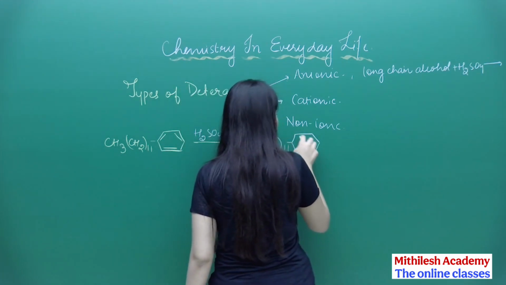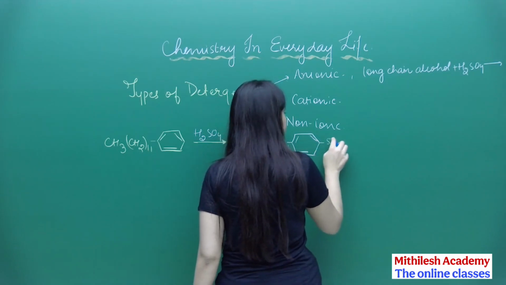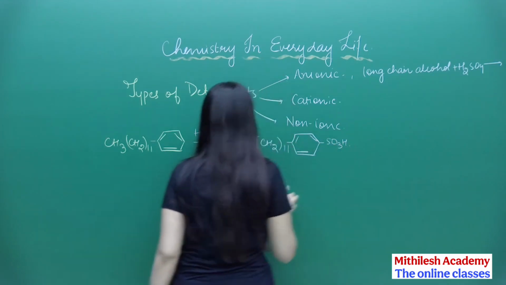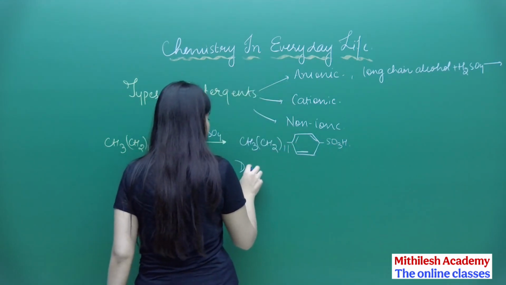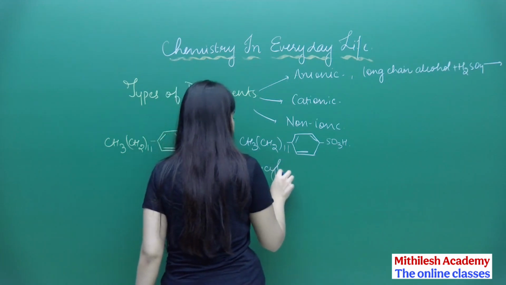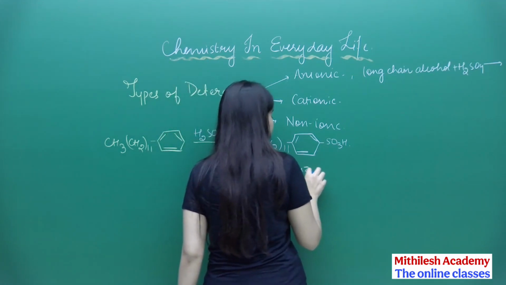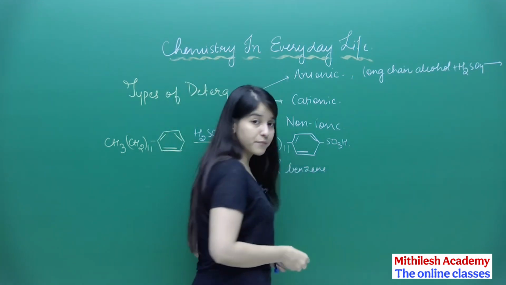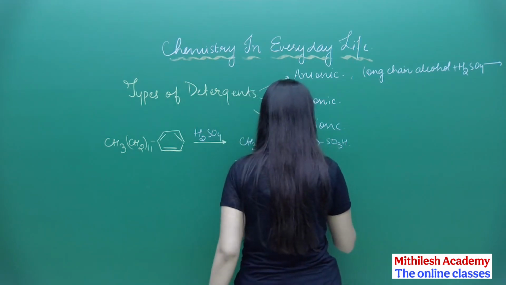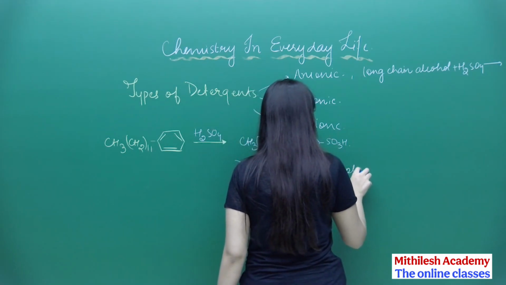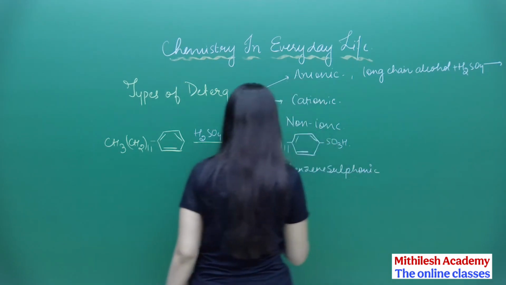Benzene ring here I am making. I hope you all are simultaneously following up. So that is nothing but dodecyl benzene sulfonic acid. So that is what we had made, benzene sulfonic acid.